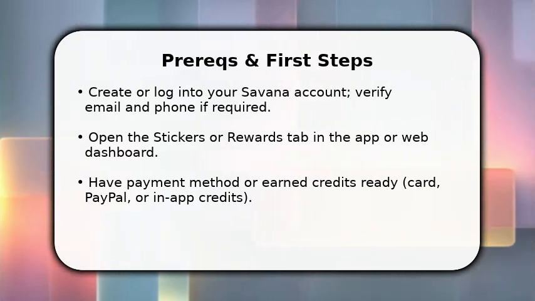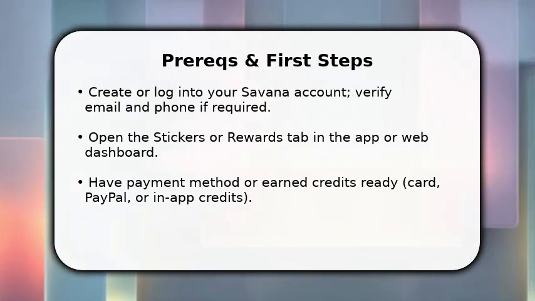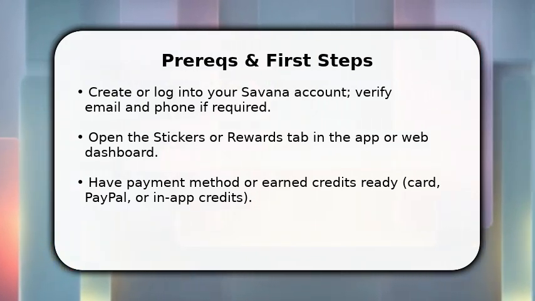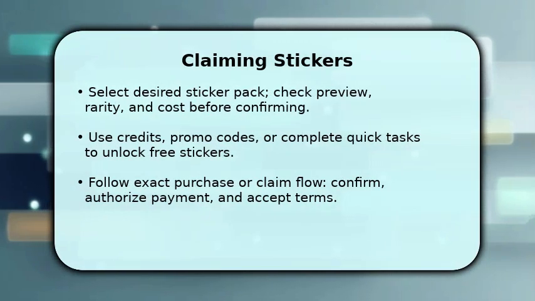These control availability. Then scan the available sticker packs and note prices, costs and credits, or claim conditions so you can decide which ones to target right away. Once you've picked a pack, proceed with the purchase or claim flow step by step.